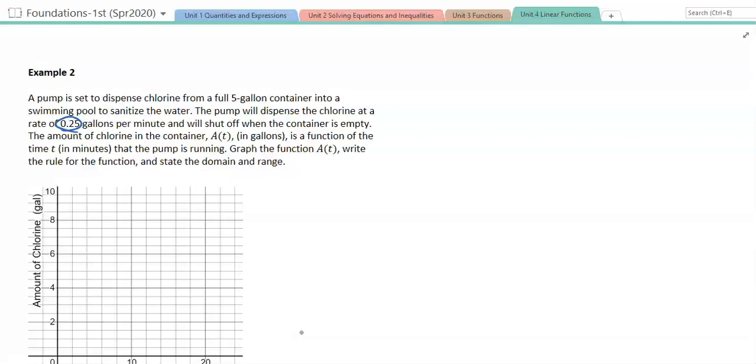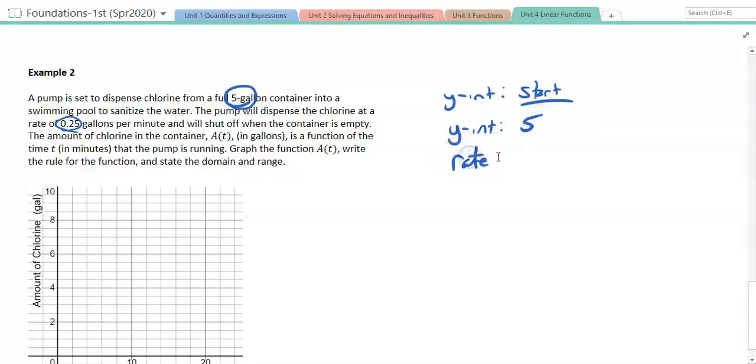Where do we start? So when we think about our y-intercept, we're going to think about where do we start the problem. Well, we started with a 5-gallon bucket of chlorine. So my y-intercept for this will be 5. Now, when we think about the rate, remember we talk about the rate of change, right?